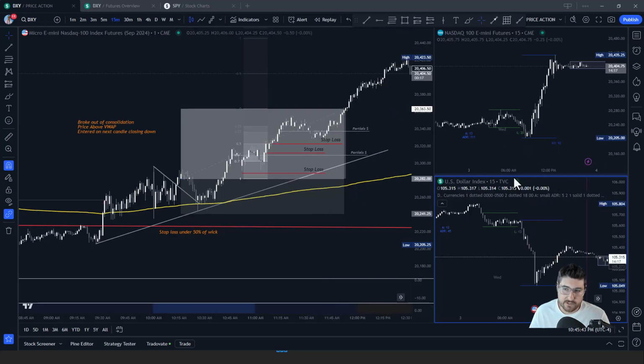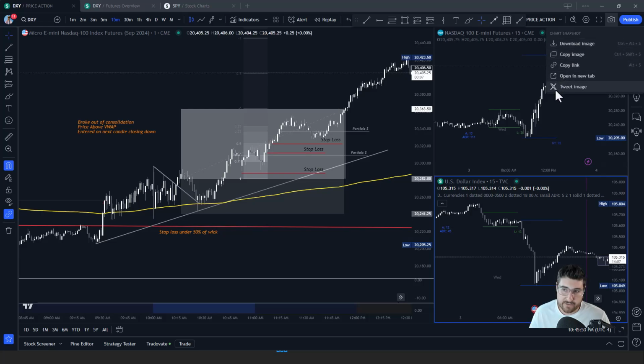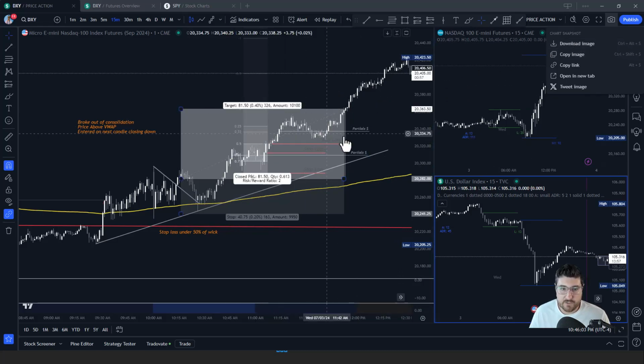So I would put all these notes on, right? Take a screenshot, download image, so that way you can save it. Or if you just want to document everything, you could post it to Twitter if you want. Sometimes that's how I do my screenshots, but you'll download this and then you can save it. So then when you look at this picture, you'll know exactly why you took everything, right?